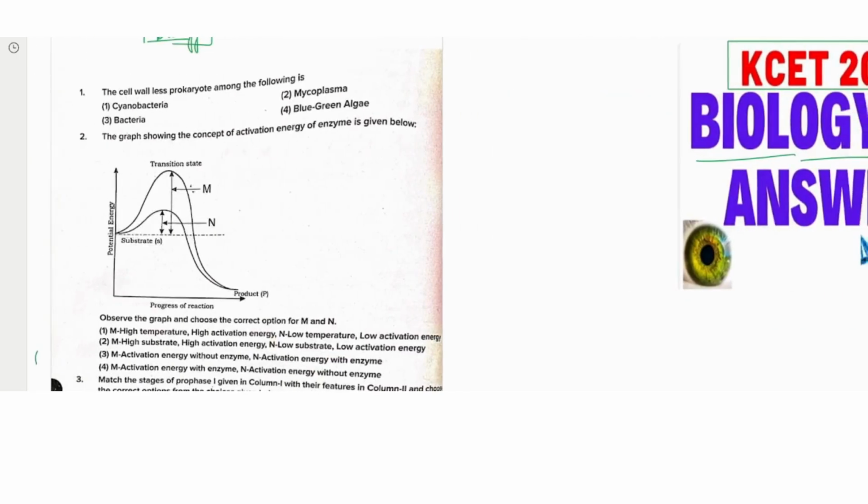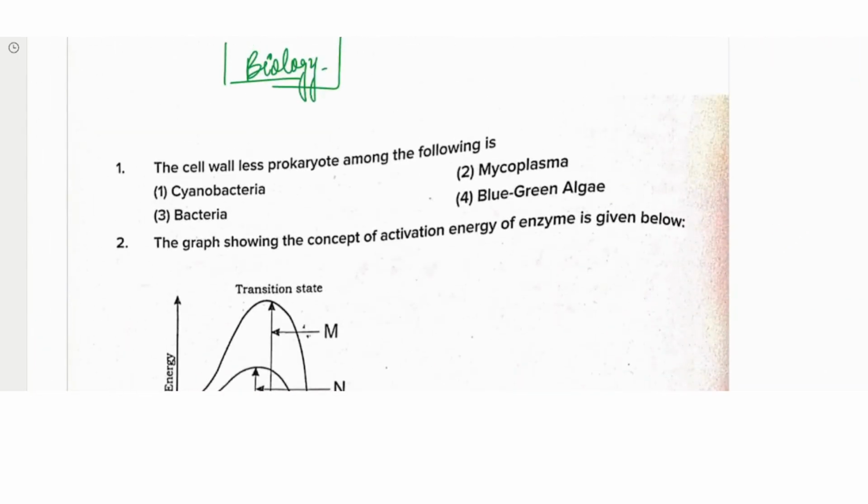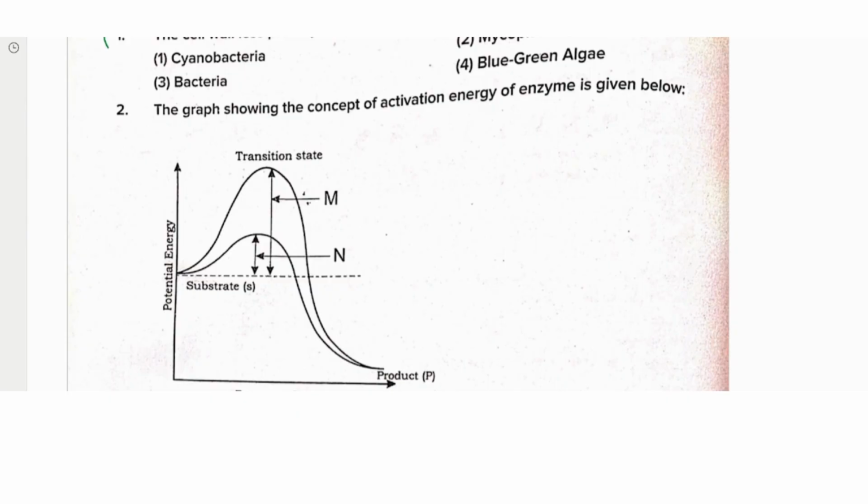Question number one is about sal-less prokaryotes, meaning the cell wall would not be there but it would still be a prokaryote. That is actually the mycoplasma. Okay, so we will go with the second one.